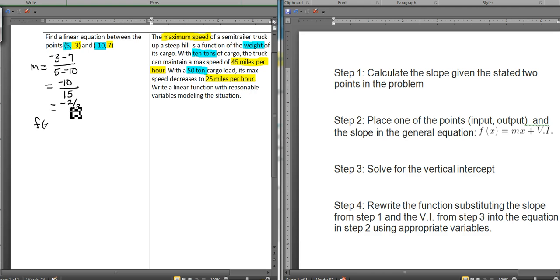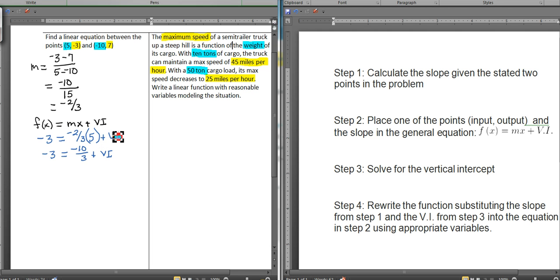So we know that this is f of x, which is the output, equals the slope times the input plus the vertical intercept. So I'm going to substitute my point, and I can use the first one here: -3 equals -2/3, which is my slope, times x, and x is my 5, my input, plus the vertical intercept. And now I'm going to simplify what I know. So I have -3 equals -10/3 plus the vertical intercept. As you can see, the only thing left that we don't know is the vertical intercept.